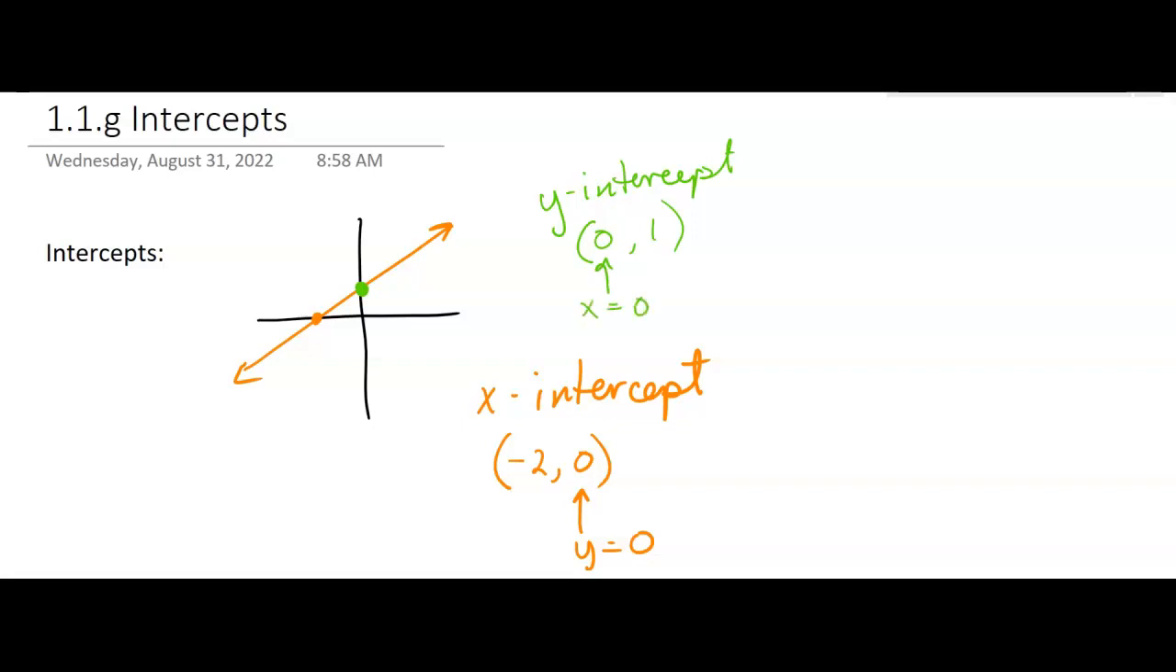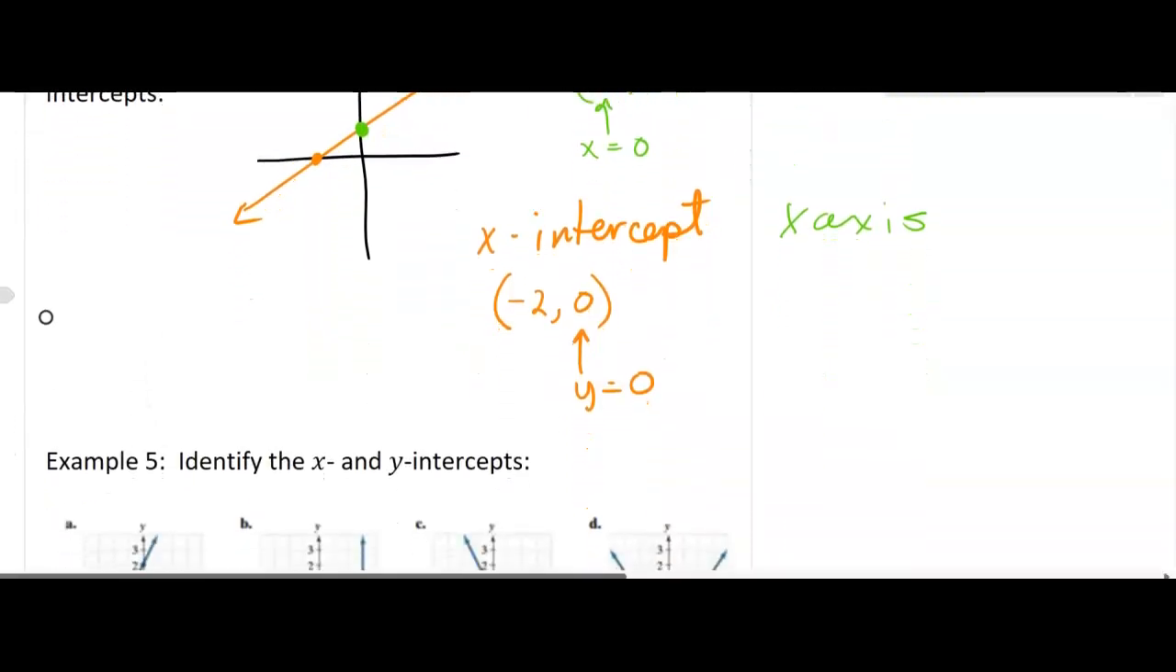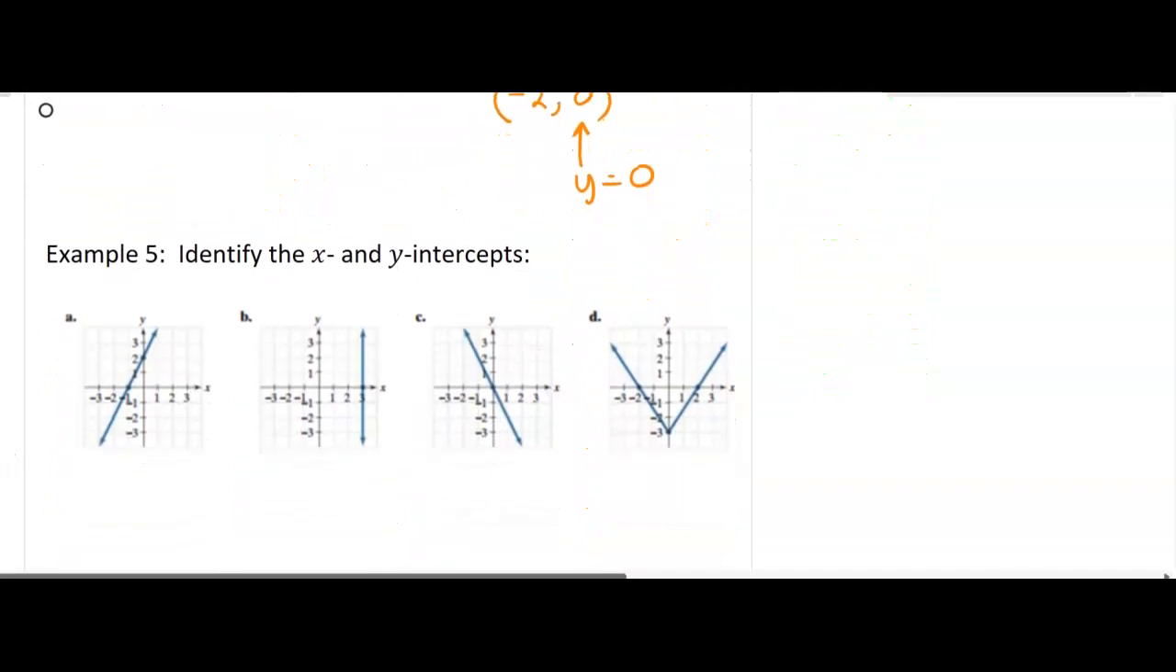Okay? So if you'll remember those things, that will help you out a little bit when you go to identify intercepts. So x-intercept is where it's crossing the x-axis. Y-intercept where it's crossing the y-axis. I always think of intercept like interception in football. It's where it's crossing it. I don't know if that helps.